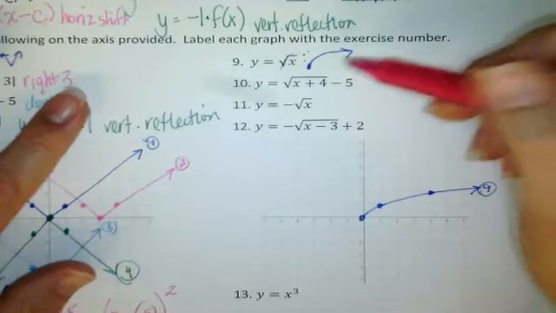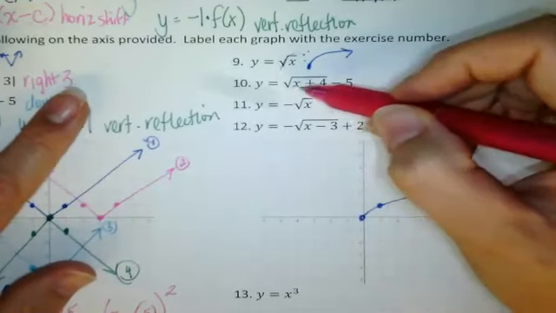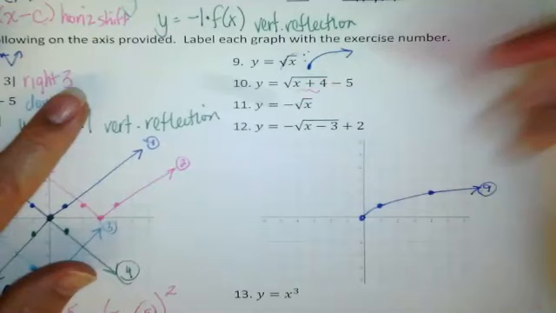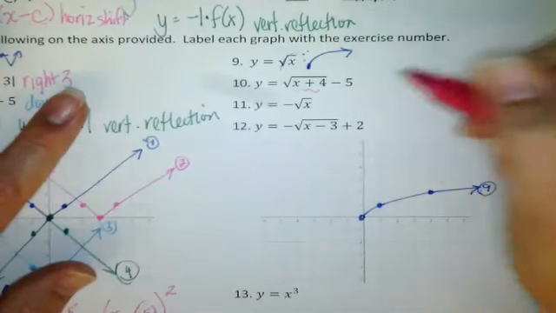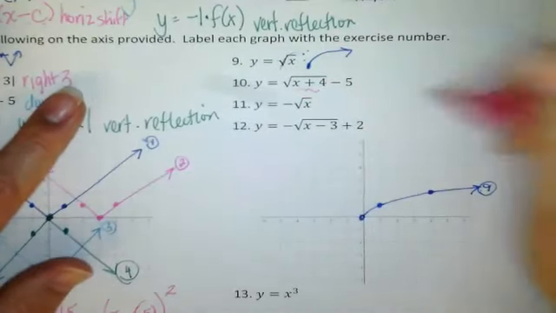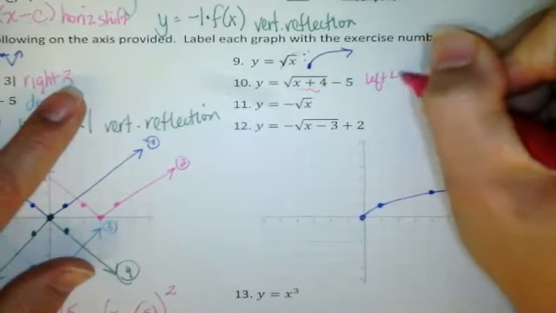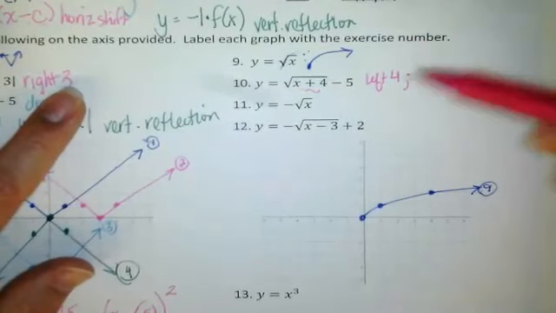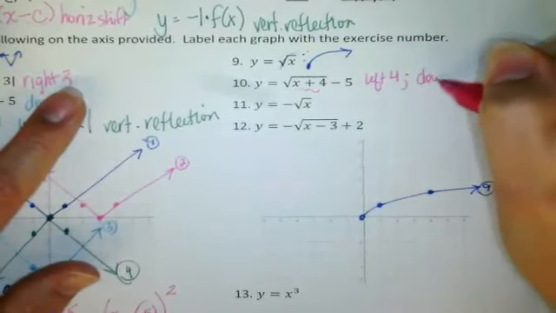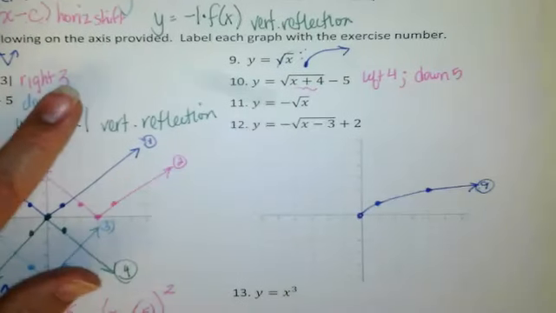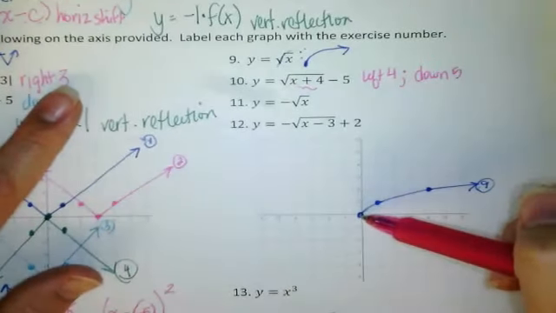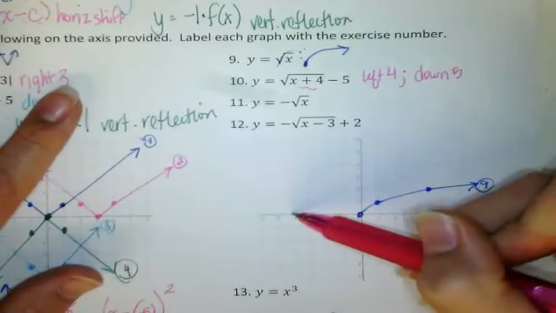Which one do we do first? Inside, yeah, inside with x. We got to do that first. So what does x minus 4 do to the function? Left 4 units. And then we're going to count down 5. So I'm going to take my points and just count left 4, 1, 2, 3, 4, and then down 5.